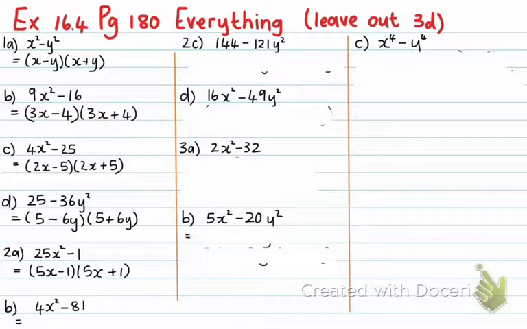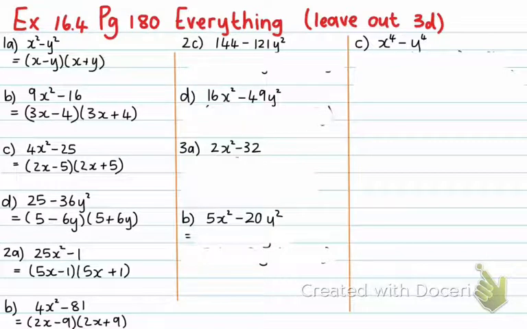2b, there's nothing that I can take out common. It is difference of squares, so it will factorize into two brackets, one a positive, one a negative. Take the square root of the first term, and the square root of 4x squared is 2x, so 2x is the first term in both your brackets. And then take the square root of 81, and that's going to give me 9. So 9 is the last term in both your brackets.